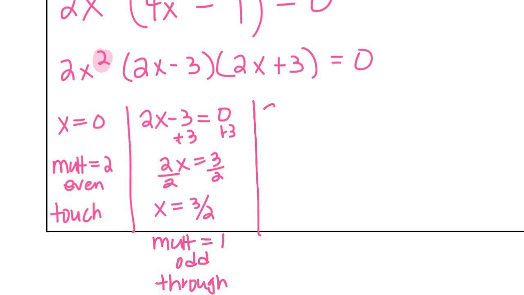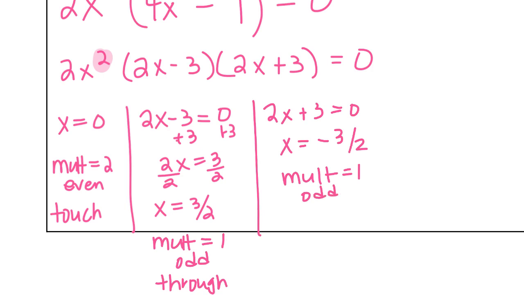And then for the third one, 2x plus 3, set it equal to 0. Since it's really similar to the one that we did, I know it's going to be the same answer, only this time it's going to be negative, so negative 3 halves. Again, this has a multiplicity of 1. Even though we don't write it, we know it's there. So multiplicity 1, which is an odd number, so the graph is going to go through that point.